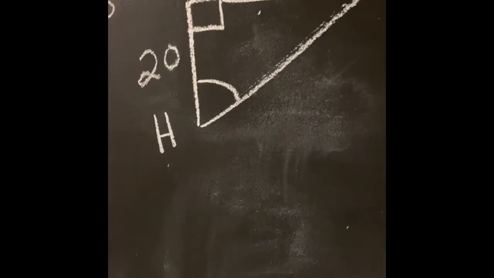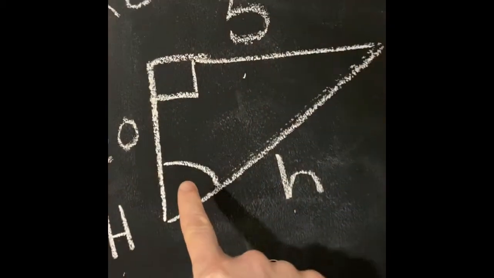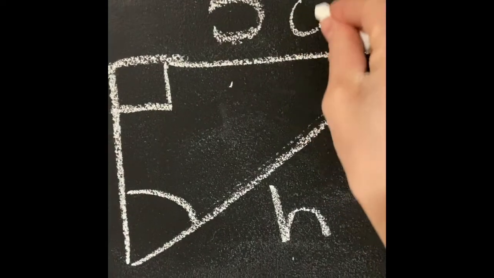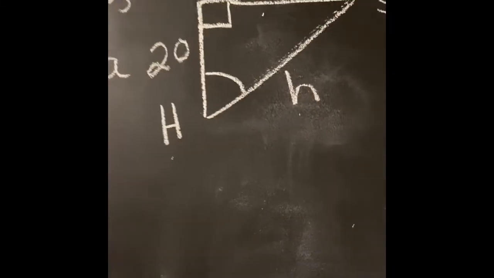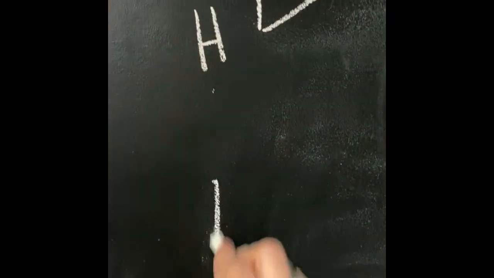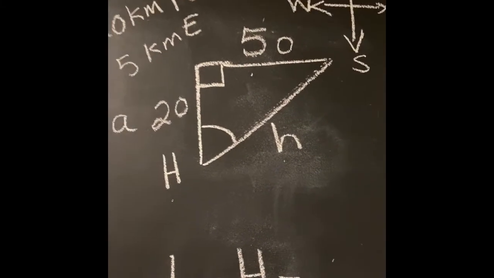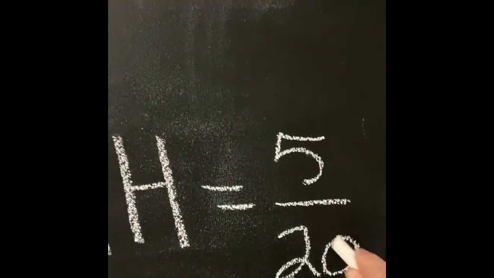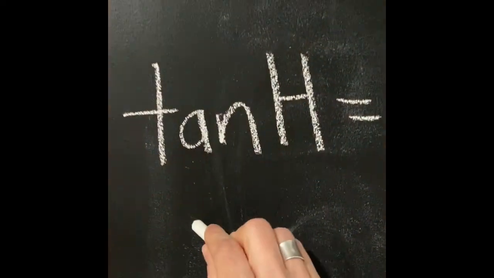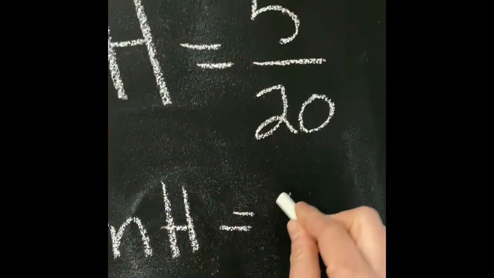And I want to label it HOA. So first H, the hypotenuse. The O, if this is the reference angle, this over here would be the O, and this over here is the A. I know I want to use the tangent ratio, so I'm going to write down tan of angle H, for the helicopter, is O over A. So it's going to be 5 over 20. And 5 over 20, if I wanted to change that to a decimal, is going to be 0.25.